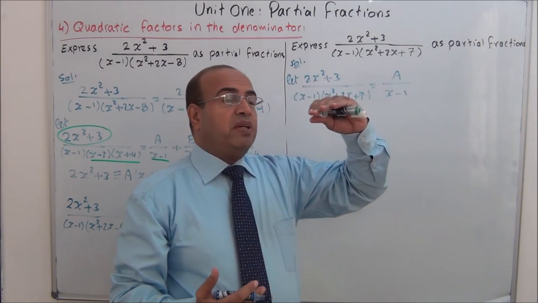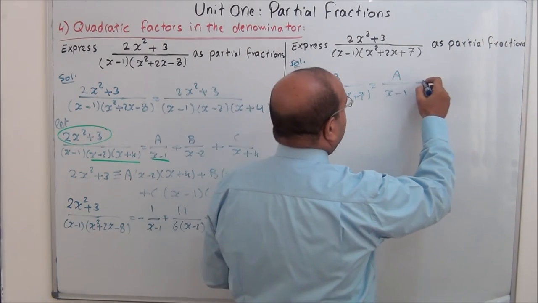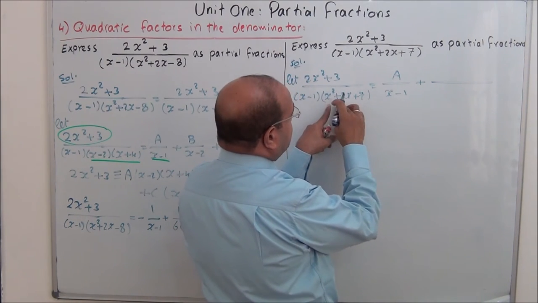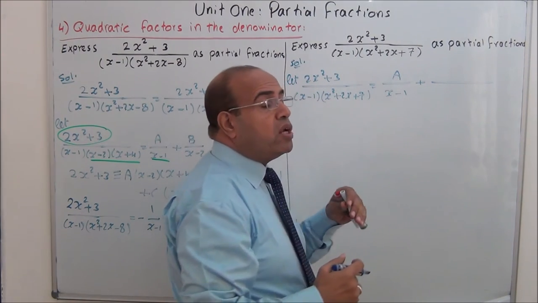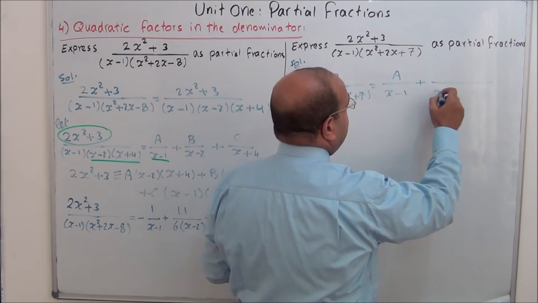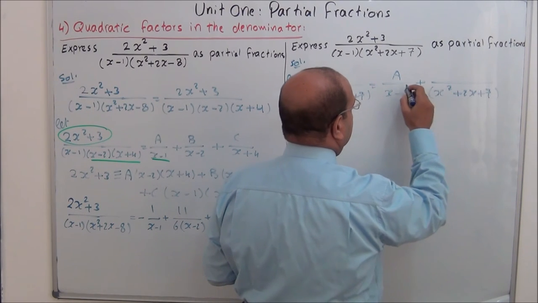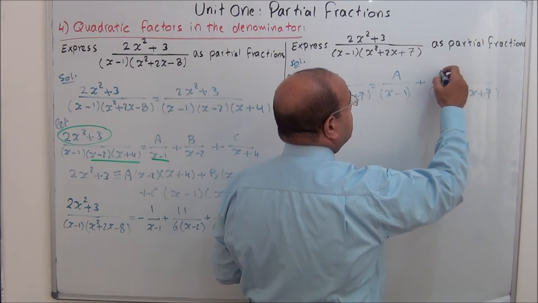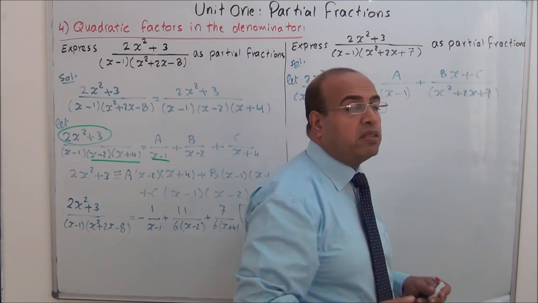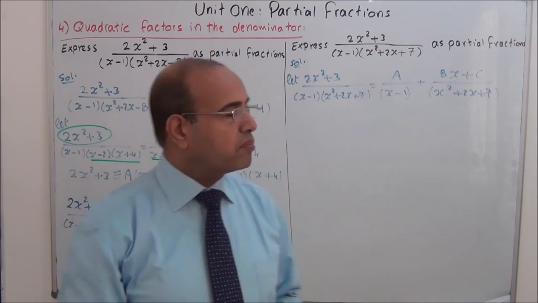So the numerator must be 1 less than the degree of the denominator. Now, the second denominator, x squared plus 2x plus 7, is of second degree, so the numerator must be of first degree. The numerator will be bx plus c. It must be power 1 because the denominator is power 2. Now we need to get the values of a, b, and c.